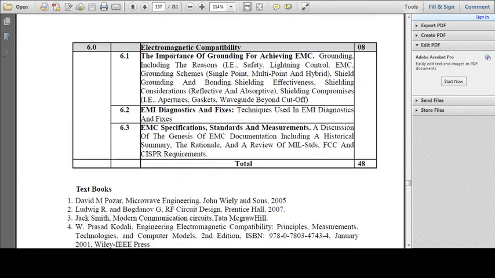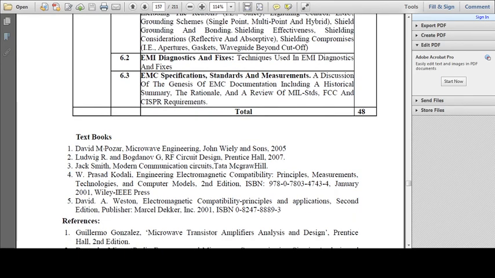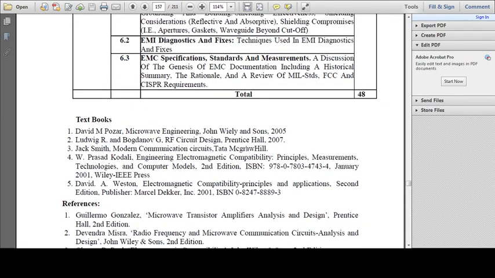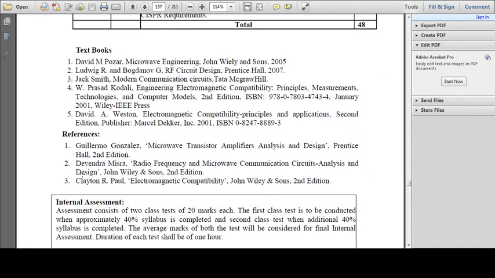The books which will be used for this subject are David Pozar, Microwave Engineering, John Wiley, in which we get the first 3 modules, then Ludwig and Bogdanov, RF Circuit Design, Prentice Hall. We also use Jack Smith, Modern Communication Systems, Tata McGraw-Hill. Some books are open access, open license, so we can easily download them from the internet. So these are the textbooks and these are the reference books.